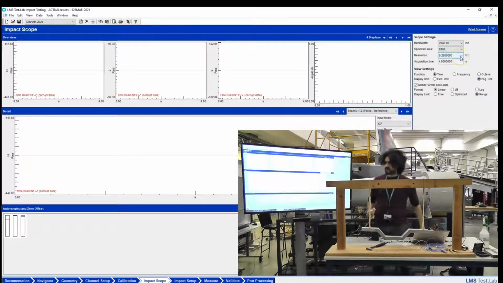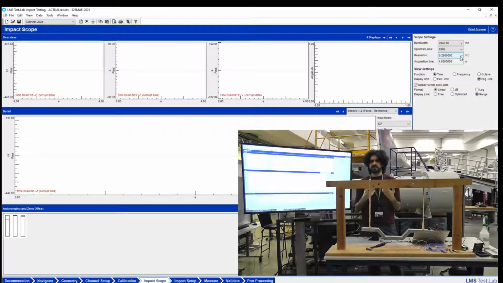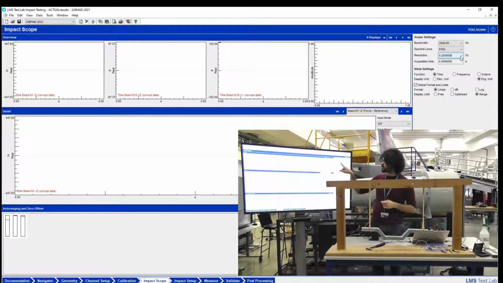What we need is resolution. Remember, the frequency response function is a curve that has peaks. What we want is a fine resolution, because if your resolution is too low, you might miss the peak. So we must make sure that we capture a good enough resolution. In this case, I've chosen 0.25 Hertz, so it's 1/4 of a Hertz of resolution. That means that over 2048 Hertz, that's a lot of points that we are calculating.